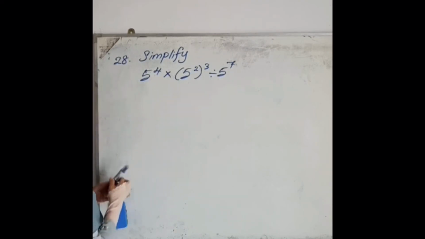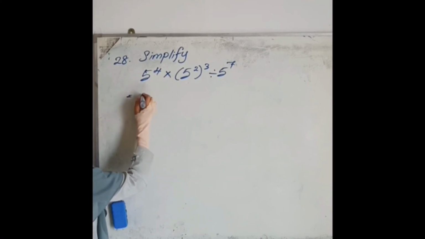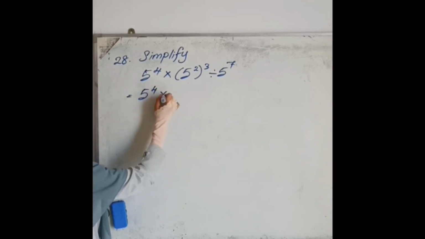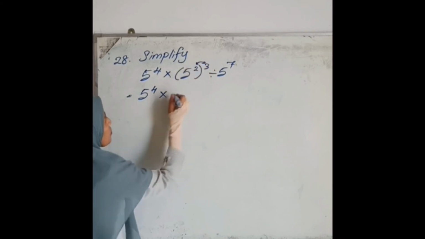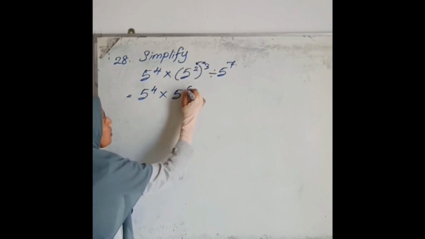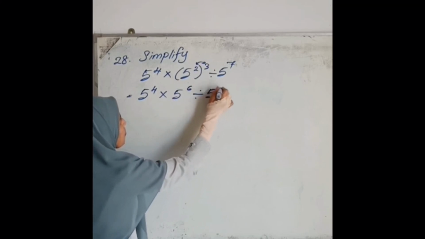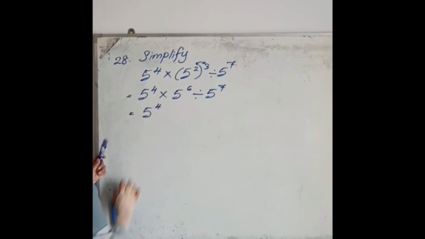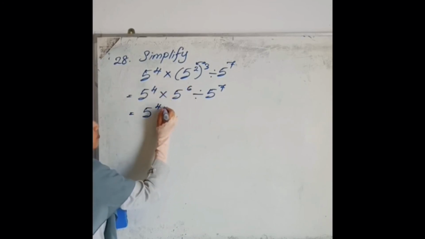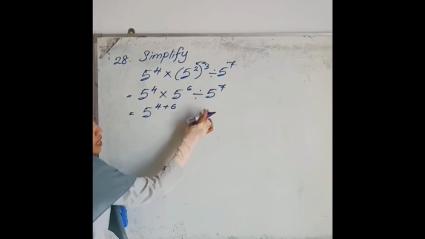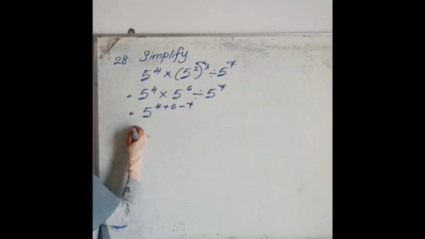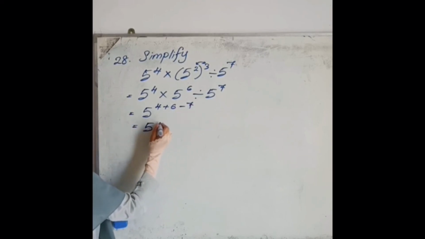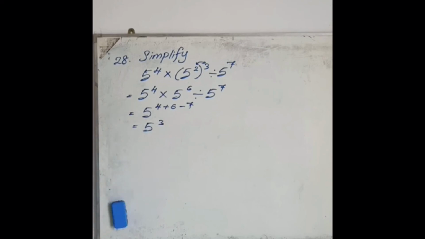Next, number 28. So we can simplify. So 5 to the power of 4 times 5 to the power of 6, divided by 5 to the power of 7. So we can use law 1 and law 2. 5 to the power of 4, we can add. So 5 plus 6, this one we can subtract, minus 7. So 5 to the power of 3, or 5 cube.